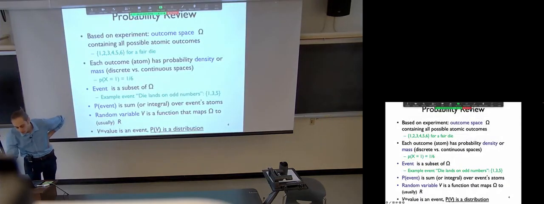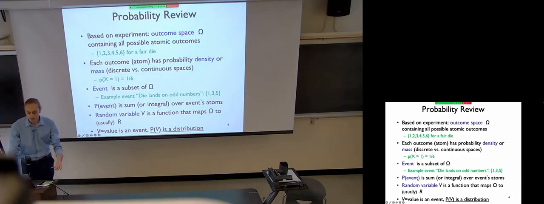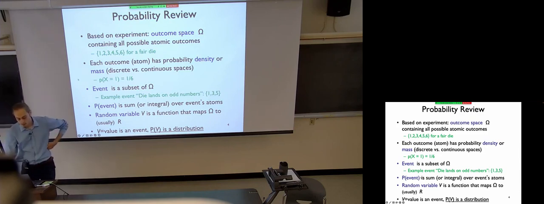Okay, so 1, 3, or 5, for example, the event that a die lands on an odd number. And here P of event, the probability of this event, is the sum over all the atoms. So here, over 1, 3, and 5, basically all these events, we sum their probabilities together, and that's the probability of the entire event.